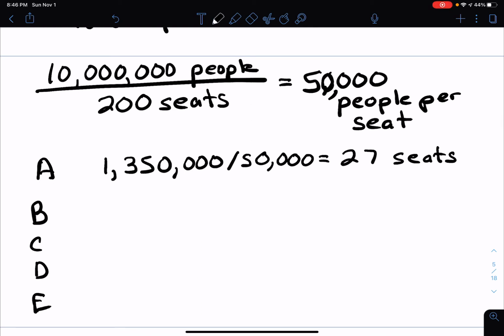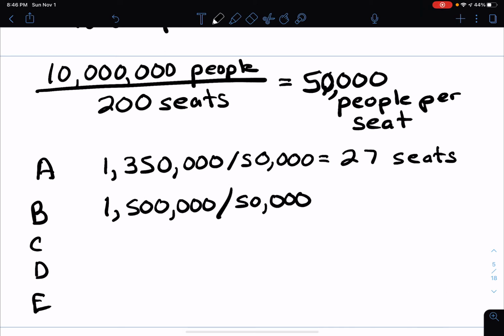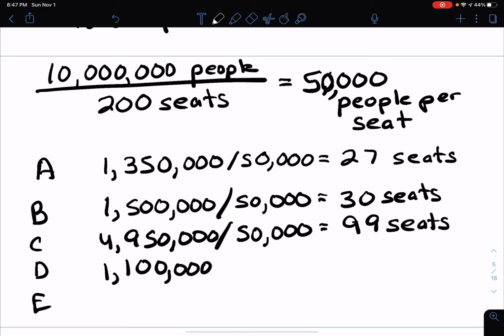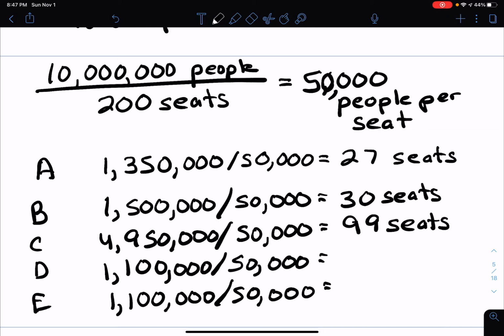Okay, state B had 1,500,000 people. Divide by 50,000 to see how many seats they should get, and you get 30. State C had 4,950,000 people, 50,000 people per seat. Looks like 99 seats for them. So far, this is making a lot of sense when you look at the numbers. And then states D and E had the same number, so you do the calculation on one, you'll know the calculation on the other. Okay, so you get 22 seats for each.